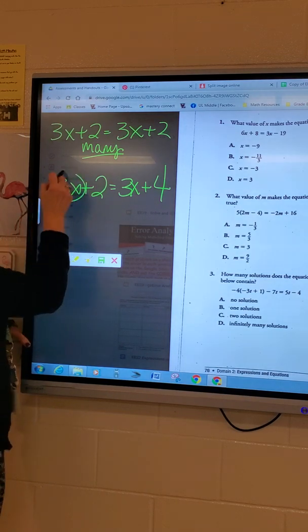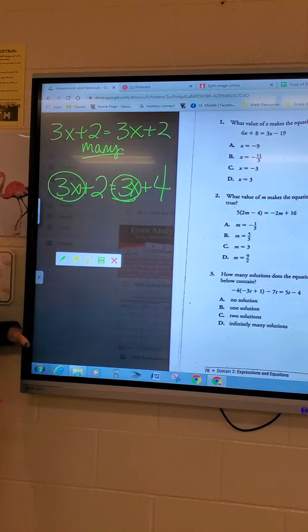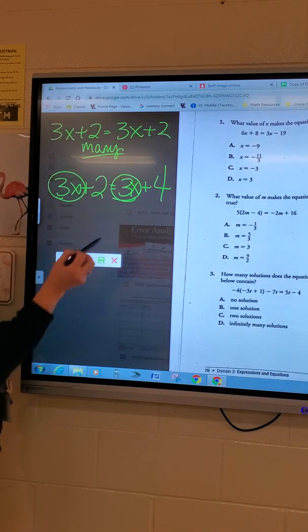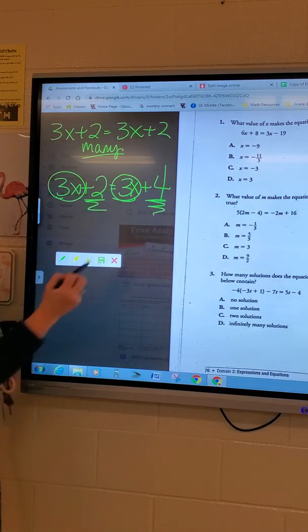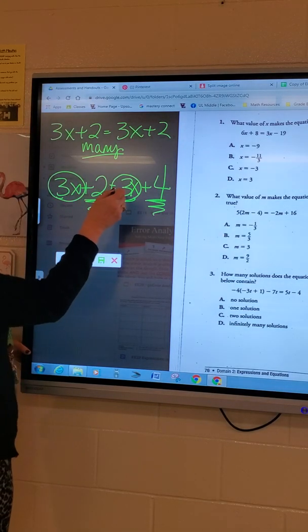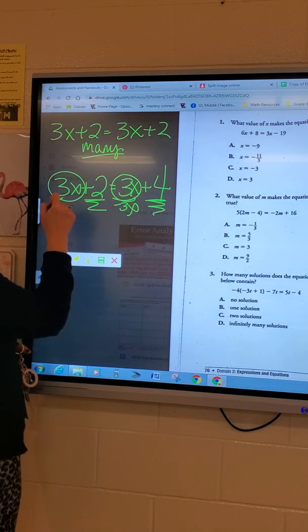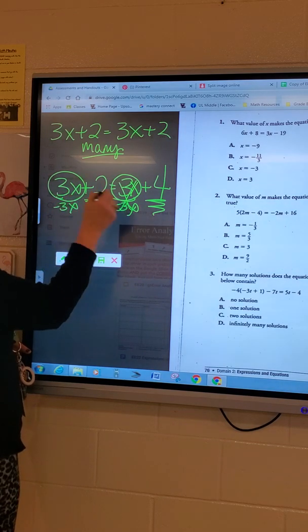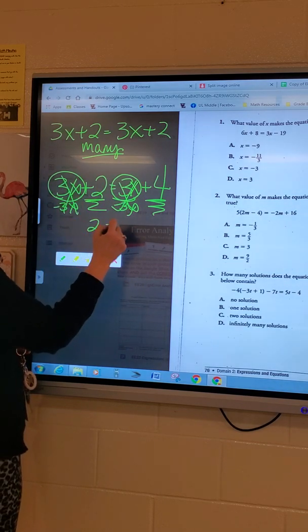If they have the same variable term, wake up. If they have the same variable term and different constant terms, it's going to be no solution. Because what's going to happen is those variable terms are going to zero out. You've got to use the inverse of that 3x, minus 3x, minus 3x. That's going to zero out on both sides, leaving you 2 equals 4.